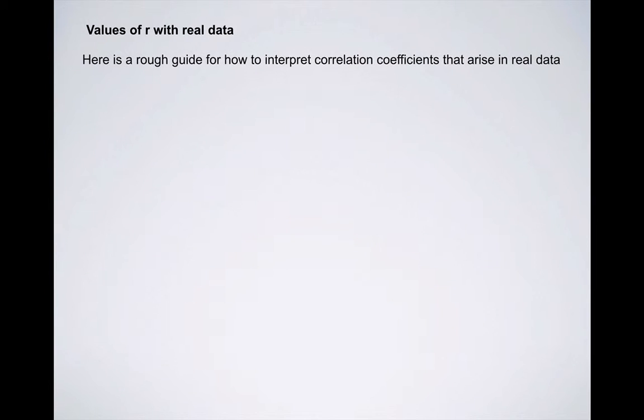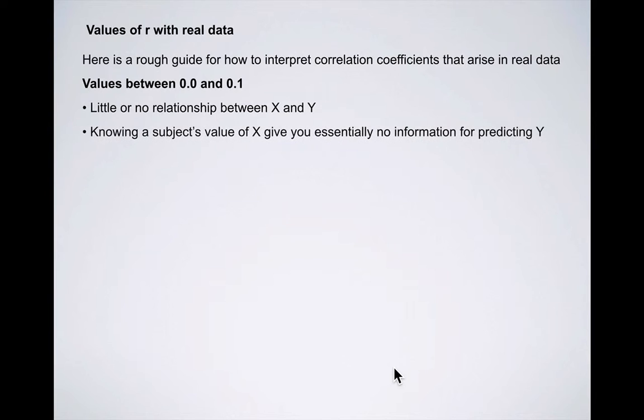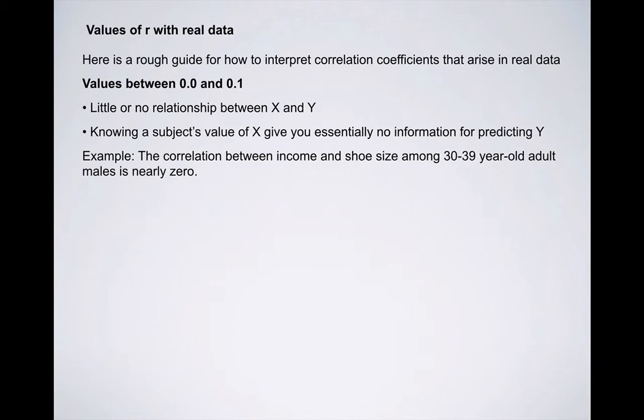Now, values of R with real data. So here's a rough guide as to how to interpret correlation coefficients that arise in real data. Values between 0 and 0.1 have little or no relationship between x and y, so that knowing a subject's value of x gives you essentially no information on predicting the value or the measurement for y for that particular subject. For example, the correlation between income and shoe size among 30 to 39-year-old adult males is nearly 0, meaning you could have a high income and a small shoe size, or a high income and a large shoe size.